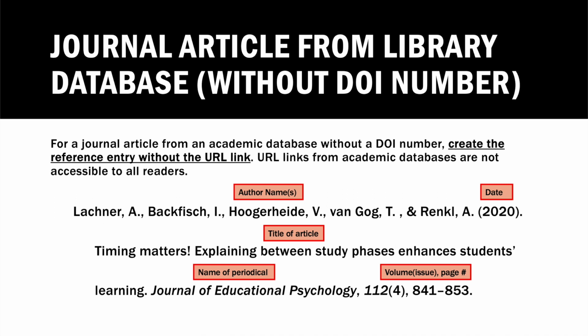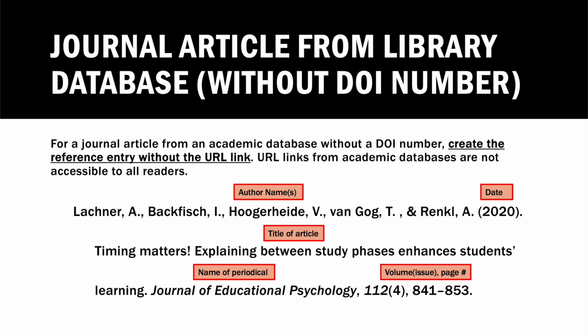What happens when you have a journal article from a library database that does not have a DOI number? In these instances, you will simply create the reference entry without the URL link. The reason why we do not want to copy the URL link from the library databases is because these links are not accessible to all readers. So you'll notice in this example, there is no URL link or DOI number to give direct access. The reader will have to locate this article within their own library database.